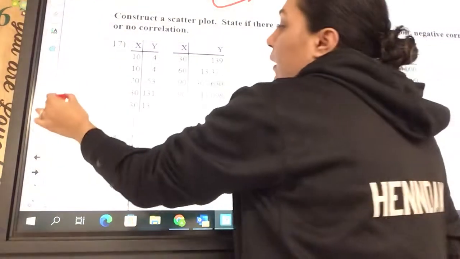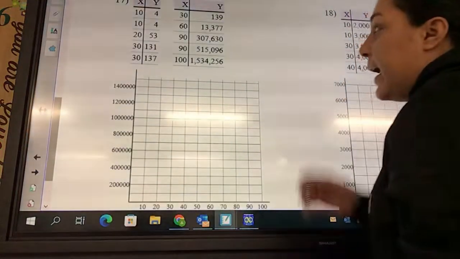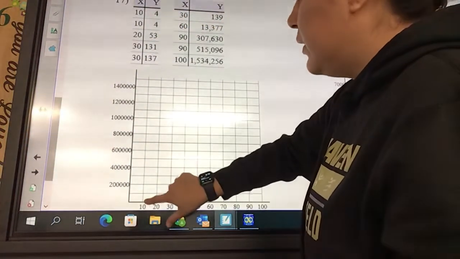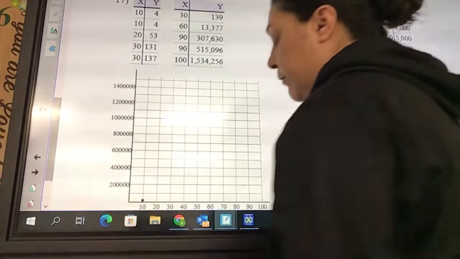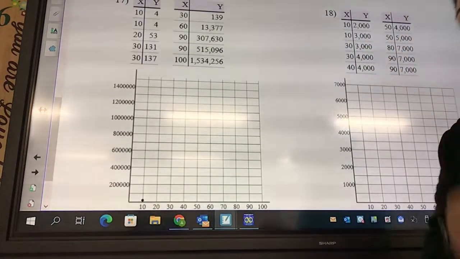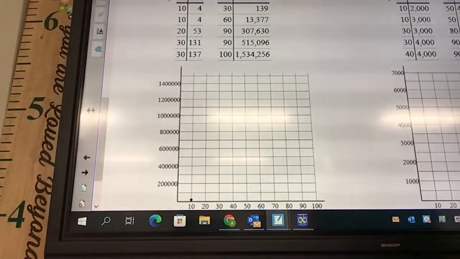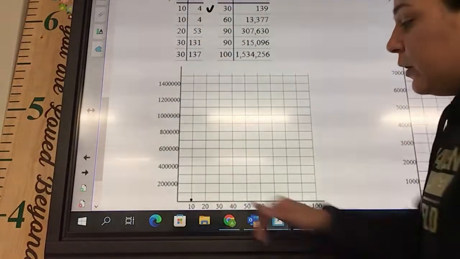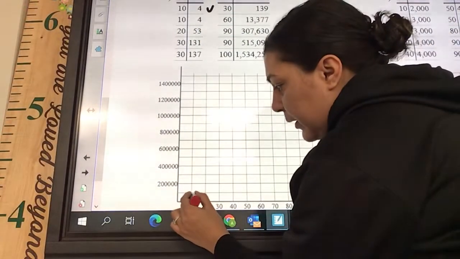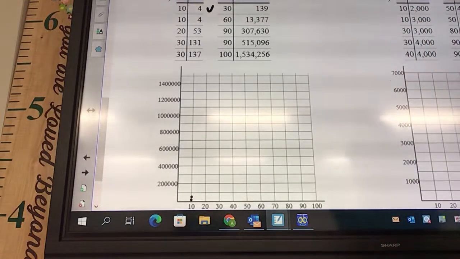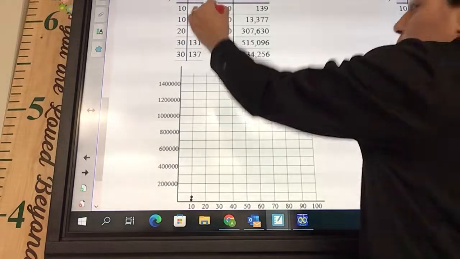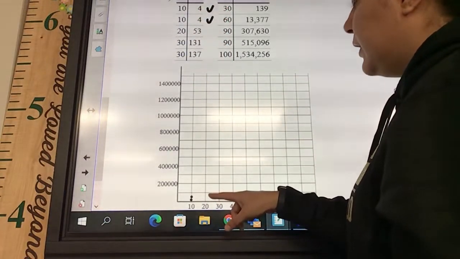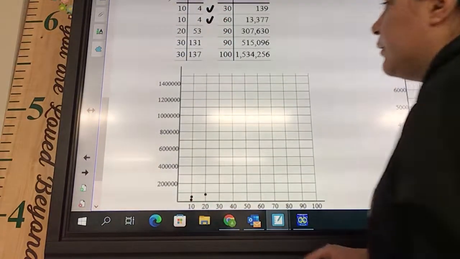So if we look at this first one, my x is at 10, so we're going to go to the 10 column, and my y is at 4. Well, 4 is going to be pretty much way down there. And then I've got another one at 10, 4, so you can put the dot just barely above the other dot. I know it should be 2 dots on one, but then you won't be able to see them. And then we've got 20 and 53, so that's still going to be way down here.